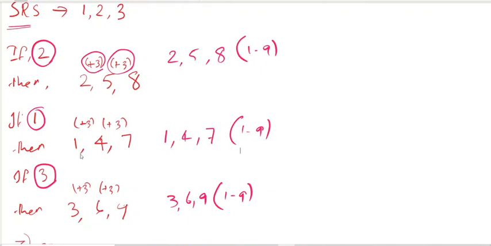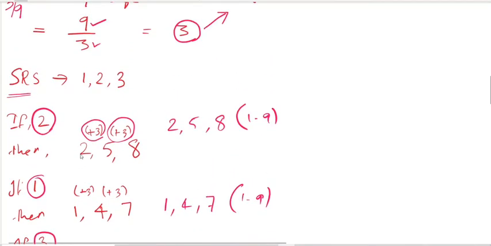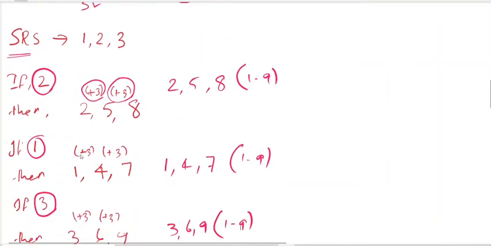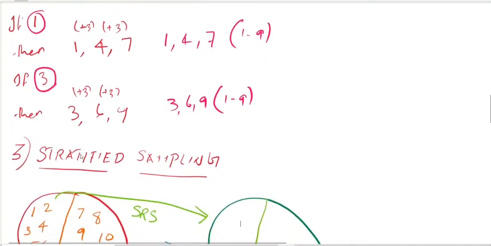This is how we conduct systematic sampling. First we need to find out the sampling interval, and we do simple random sampling within the sampling interval. Then we follow the sampling interval and pick up the sample. The next method is stratified sampling.